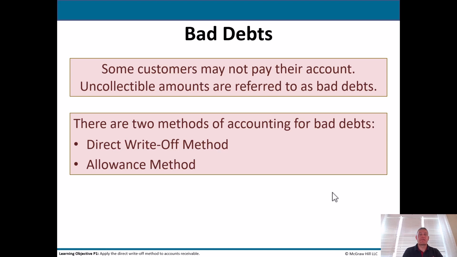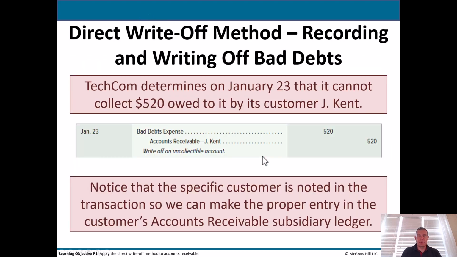Okay, bad debts. Some customers may not pay their accounts. It does happen. Uncollectible amounts are referred to as bad debts. So there's two ways we can take care of these. We can use what's called the direct write-off method, or we can use what's called the allowance method. So let's talk about the direct write-off method.